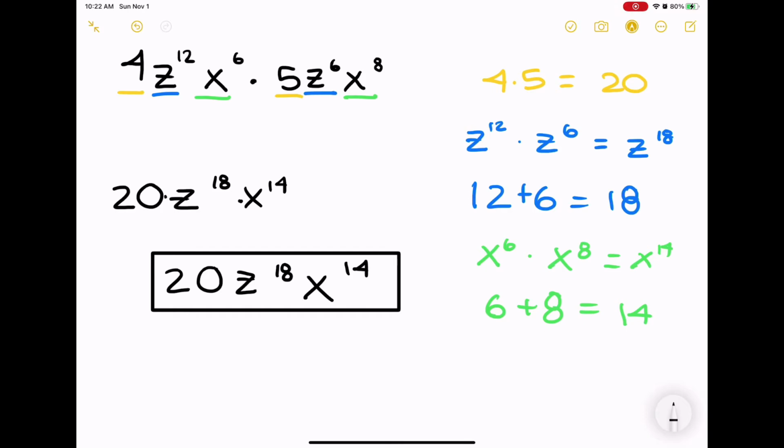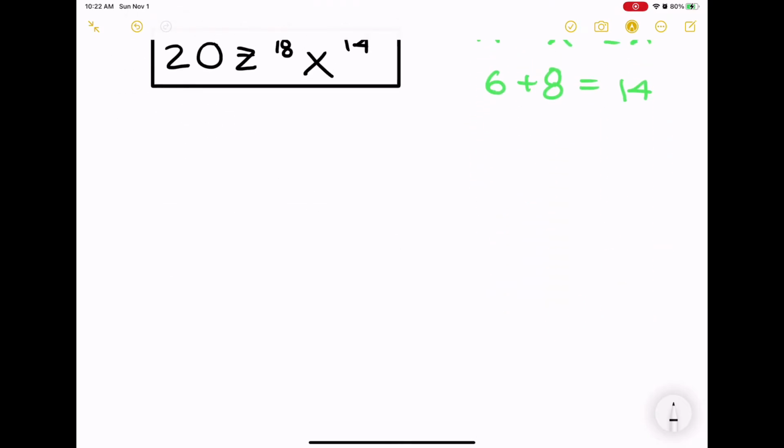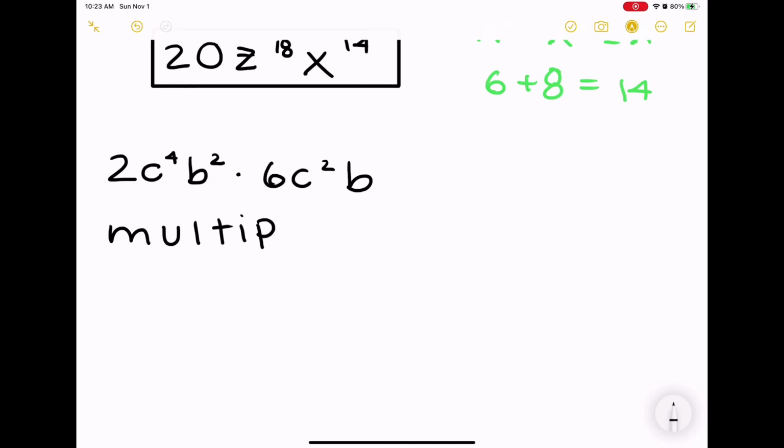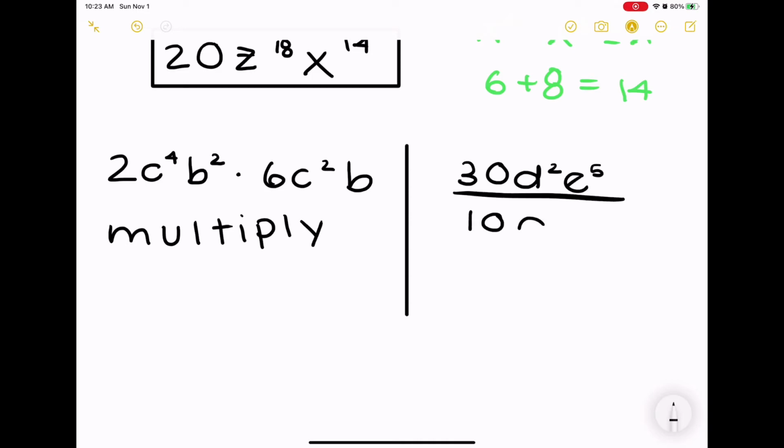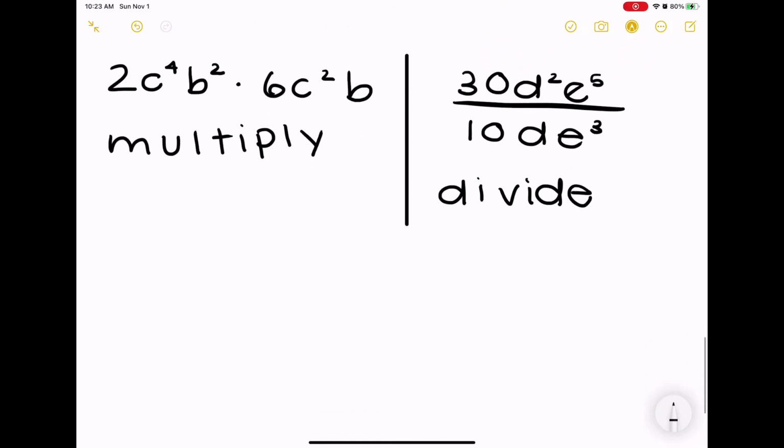Now we're going to go ahead and do one practice problem, but it's going to have two problems in it, and I'll give you a minute. So it's 2c to the 4th b squared times 6c squared b. I want you to multiply these two polynomials. And then for the second part, we're going to do a division problem, and that's 30c d squared e to the 5th power divided by 10de cubed. And you are going to divide this. I'll give you 1 minute.